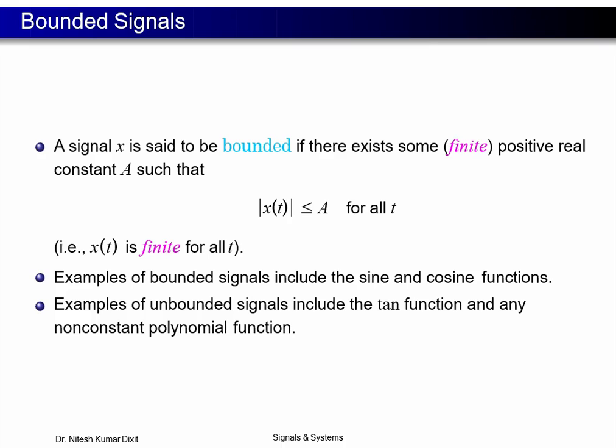Now the bounded signal. A signal x(t) is said to be bounded if there exists some positive real constant a such that the modulus of x(t) is less than or equal to a for all time t. Examples of bounded signals include the sine and cosine functions. Examples of unbounded signals include the tan function and any non-constant polynomial function. The main thing is that a bounded signal has a finite value.